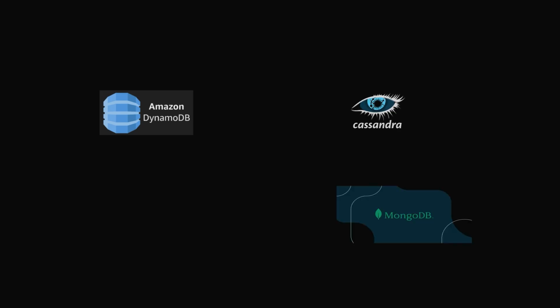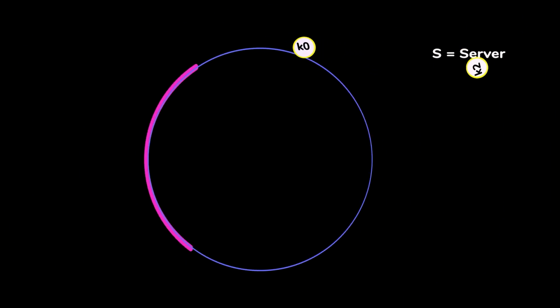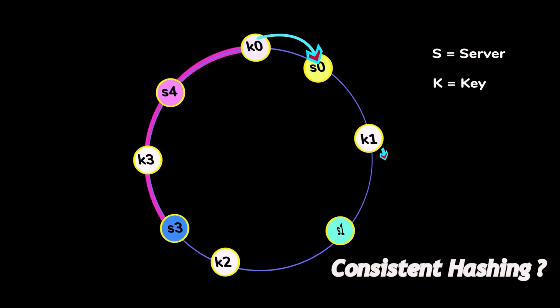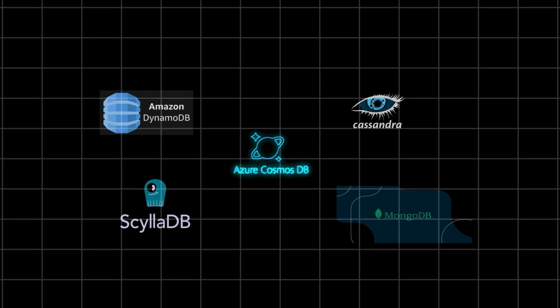What do Amazon DynamoDB, Apache Cassandra, MongoDB, ScyllaDB, and Azure Cosmos DB have in common? They all use consistent hashing. So today, we will understand consistent hashing, why it is so powerful and how it works. Why do all these use it? In this video, we will learn all about it.